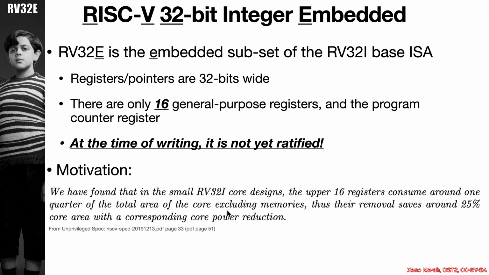Now, why is that? Well, they include their motivation in the documentation. It says, we have found that in small RV32I core designs, the upper 16 registers consume around 1/4 of the total area of the core, meaning the physical silicon die, and excluding memories. Thus, their removal saves around 25% core area with corresponding core power reduction. So basically, if you get rid of some registers, then you're going to save power and space for the actual silicon fabrication. And space is at a premium because the smaller the chip, the more of them you can get on a silicon wafer, and that means you have increased yields and increased profits.